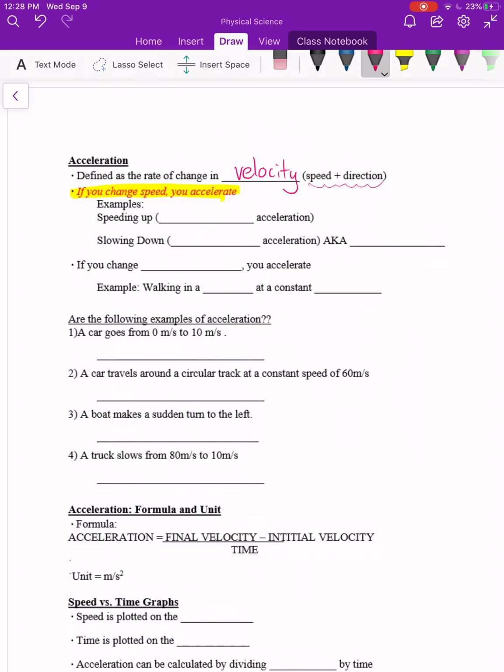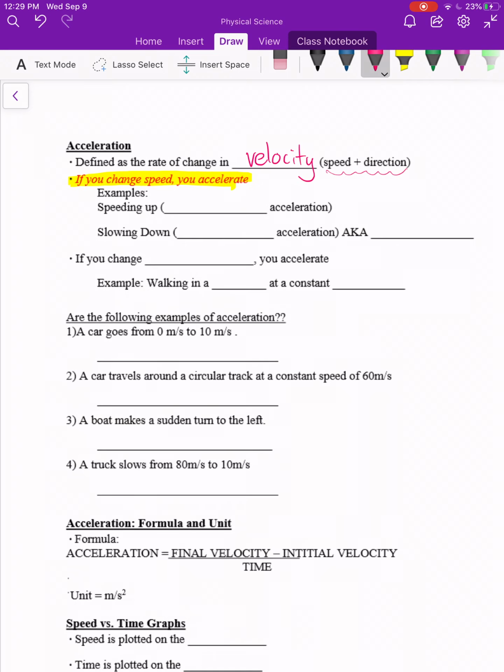Okay, so examples include speeding up, which we call a positive acceleration. All right, and can you guess what slowing down is? You probably guessed it. It is negative acceleration, okay? And sometimes you'll hear it called deceleration. So remember, like the prefix de means to kind of remove. So this is like removing acceleration, okay? So deceleration.